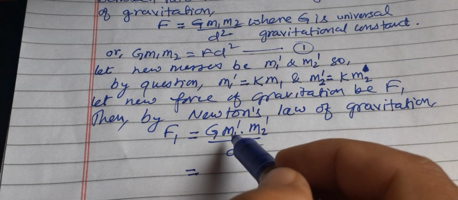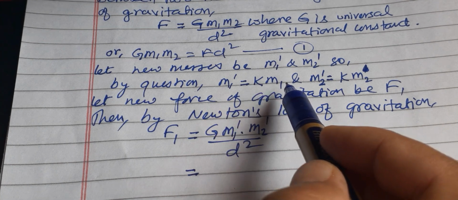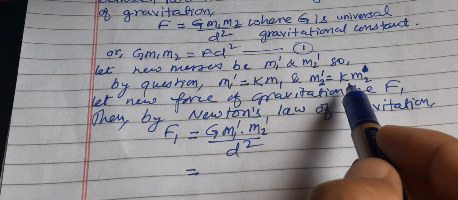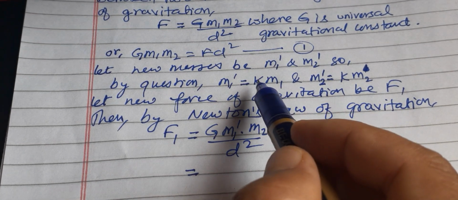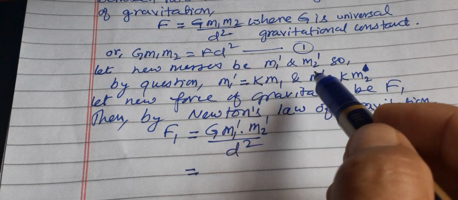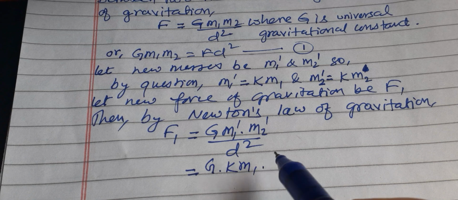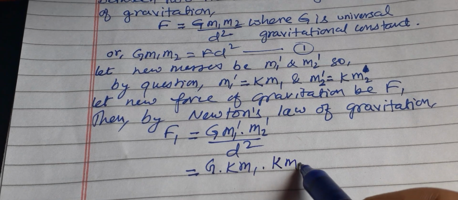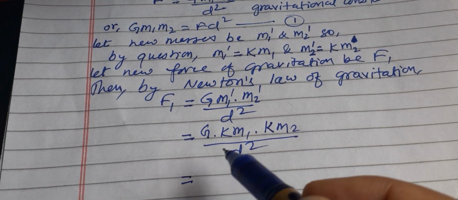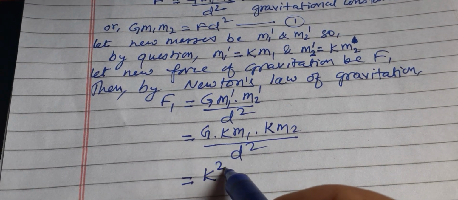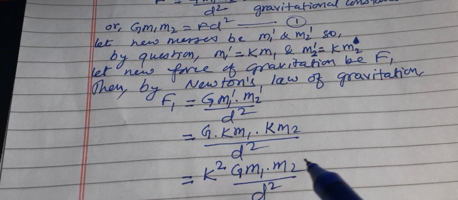Since the value of m1 prime is k times m1, and the value of m2 prime is k times m2, replacing m1 prime and m2 prime by k times m1 and k times m2 respectively, we get G k times m1 times k m2 whole divided by d square. And k times k equals k square, so we have k square times G times m1 times m2 whole divided by d square.